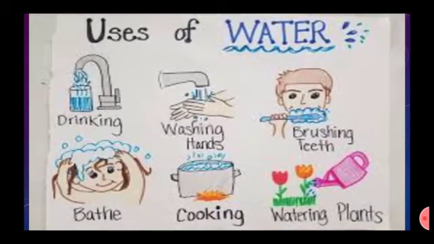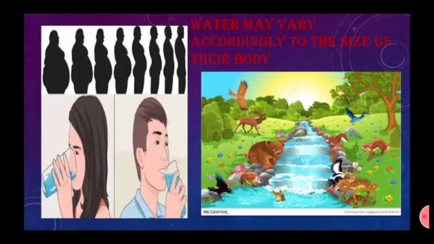So, in the picture here, you can see uses of water. We use water for drinking, washing hands, brushing teeth, bathing, cooking, watering plants, etc. It is almost impossible for us to spend even a single day without water. We need to drink 3 to 4 liters of water every day so that all our bodily functions run smoothly. Other living things also require water, although the amount of water they require may vary according to the size of the body. Thus, we see that water is very important.